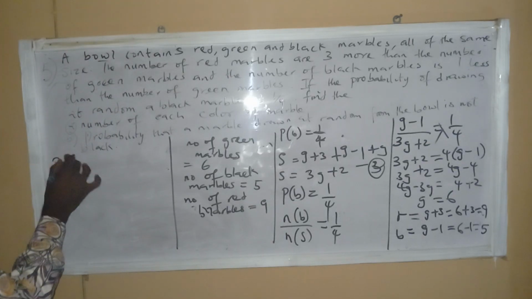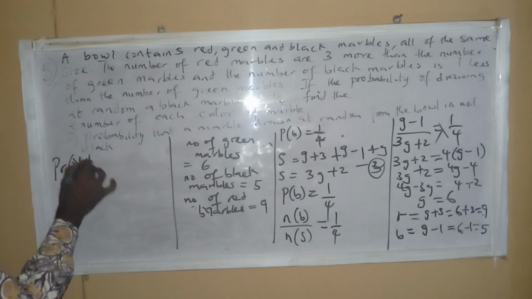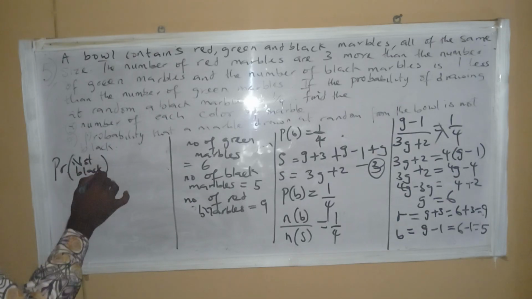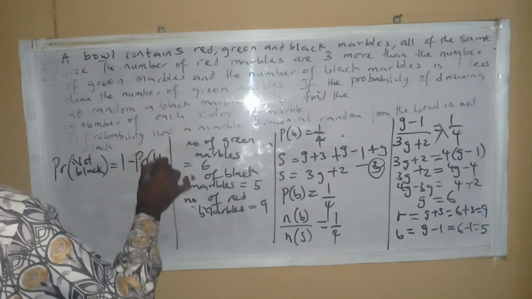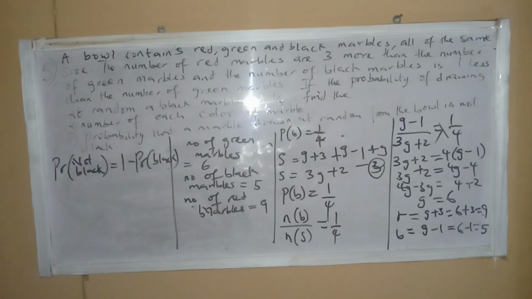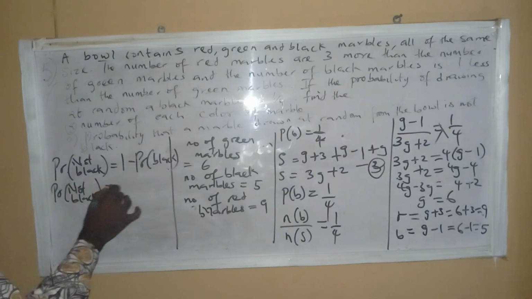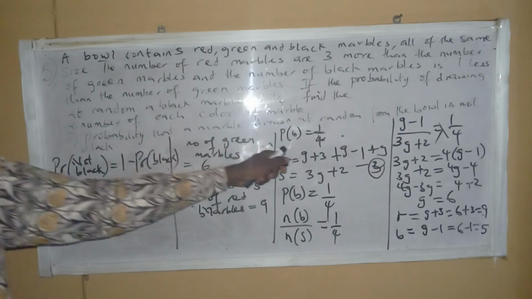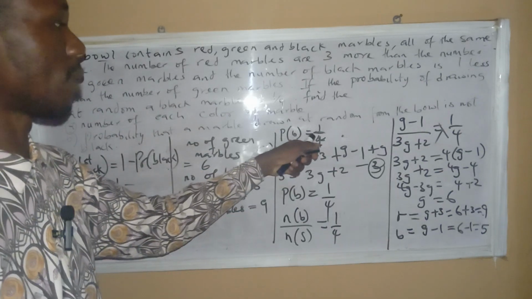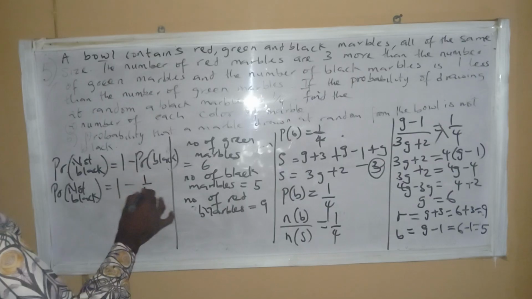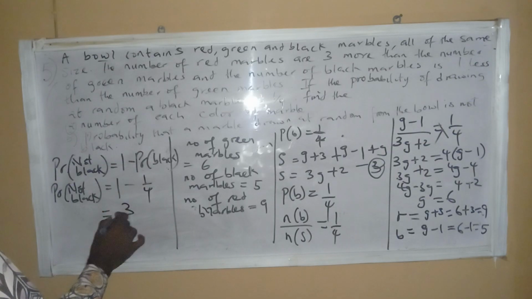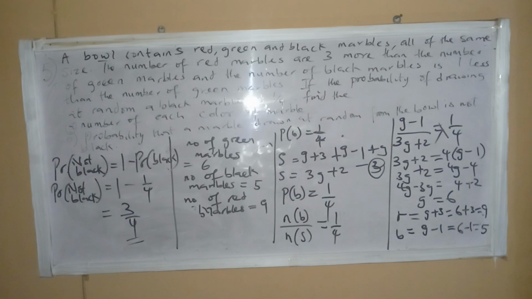Now let's quickly go. The probability of not black means 1 minus the probability of black. That is going to be 1 minus, and they gave us the probability of drawing black as 1 over 4. So at the end we have 3 over 4. Thank you.